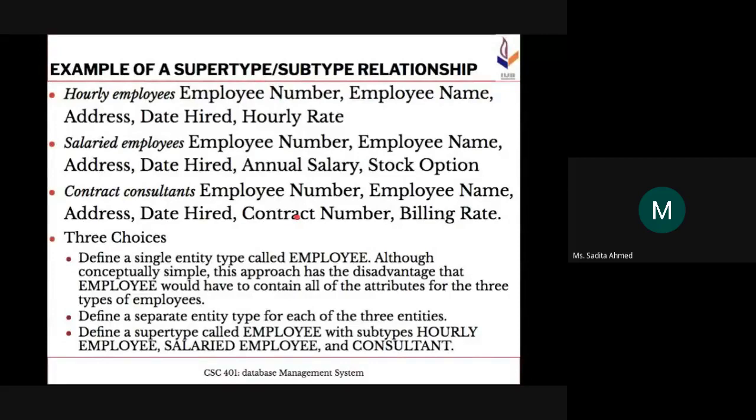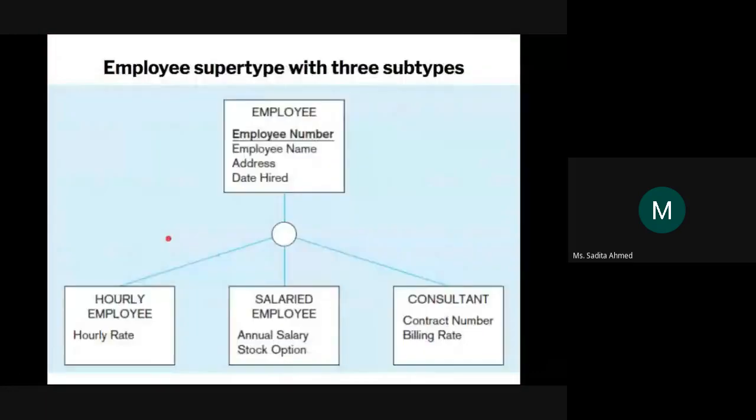The 4 common attributes: employee number, employee name, address, date hired. যে চারটা attribute তিনটা data object এ আছে. The 4 common attributes, we will put them in the employee parent type. So duplication হবে না না?